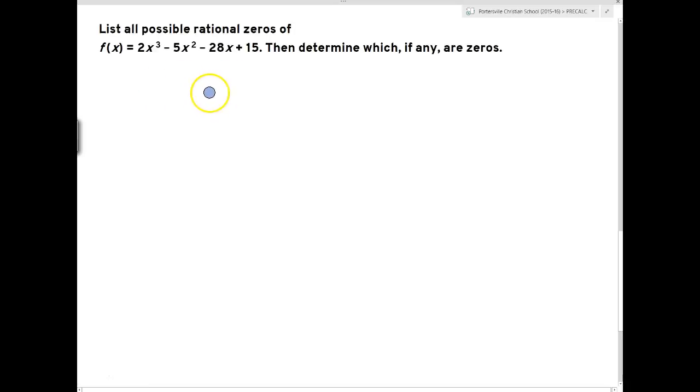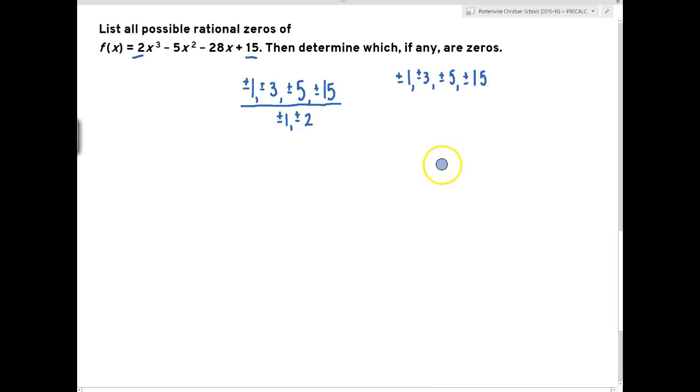And remember, we're just going to do it the same way, where we take the factors of our constant, so plus or minus 1, plus or minus 3, plus or minus 5, and also plus or minus 15. We're going to take all of those over the possible factors of our leading coefficient, so either plus or minus 1 or plus or minus 2. So when we do that, we're going to take each of these divided by 1, which would just be themselves. So plus or minus 1, plus or minus 3, plus or minus 5, plus or minus 15 are all possible zeros. And then we have to take each one divided by 2.